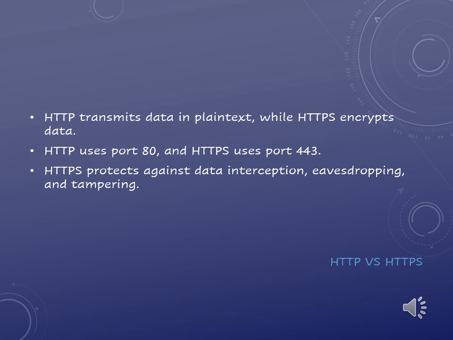In encryption, HTTPS uses SSL to protect data in transit, preventing man-in-the-middle attacks and ensuring only the intended recipient can access the information. In the default ports, HTTP uses port 80, whereas HTTPS uses port 443 for secure encrypted communication.